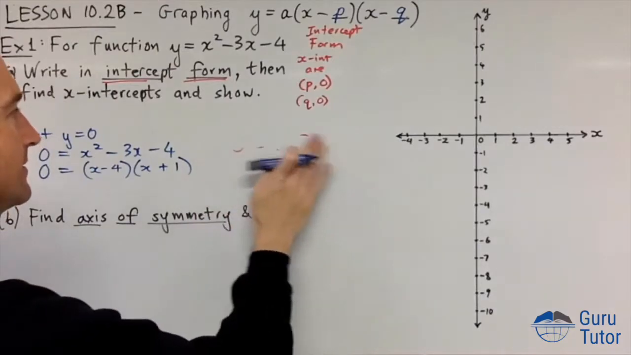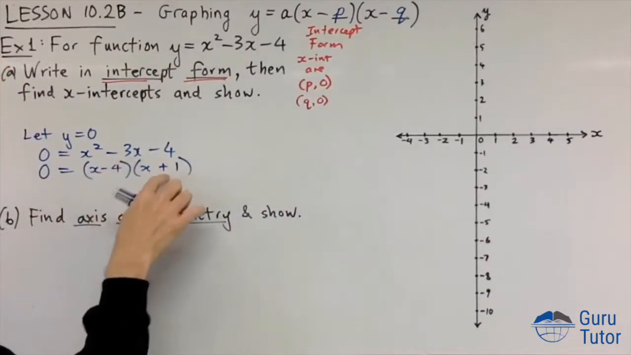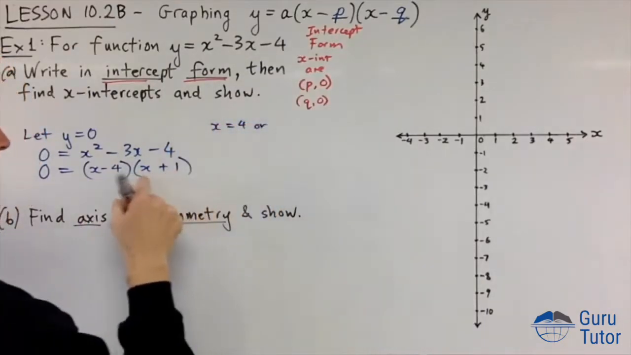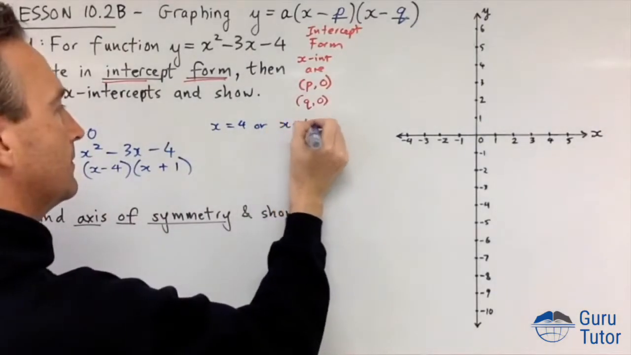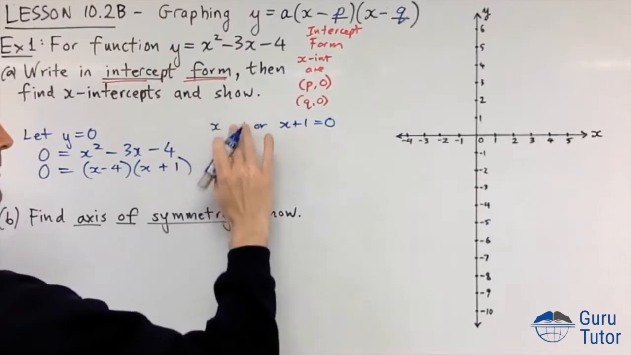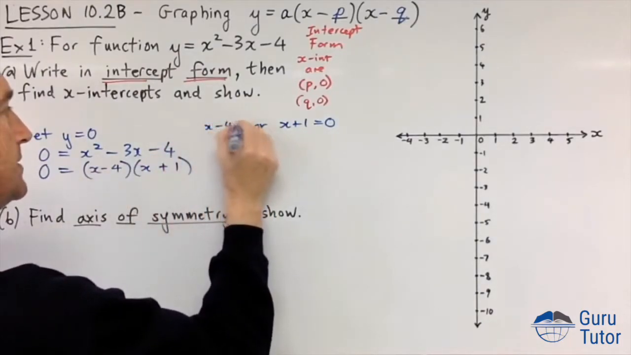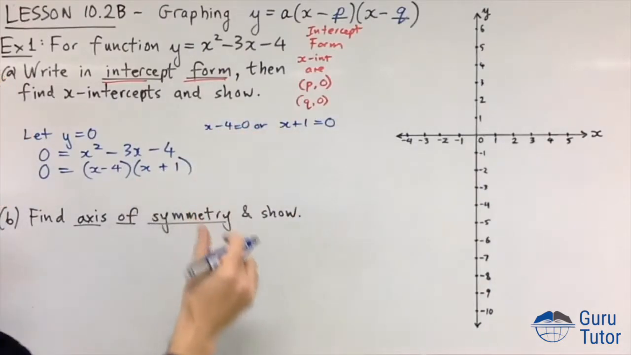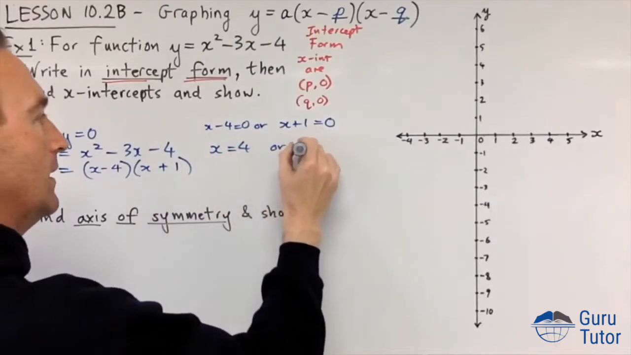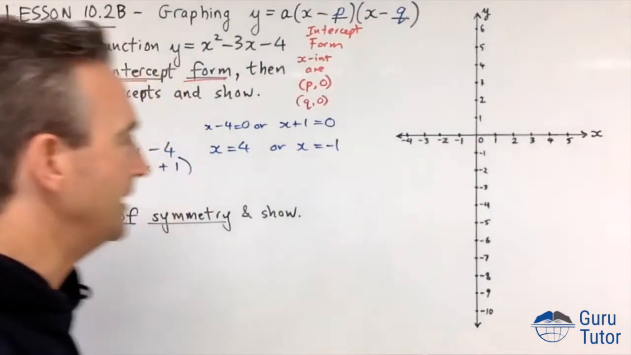What do we do then? We then get two answers, don't we? We've got 0 equals something times something. So this must be 0, or this must be 0. x minus 4 must be 0, or x plus 1 must be 0. And then that tells us that x equals 4 or x equals -1. And they are our x-intercepts, okay?